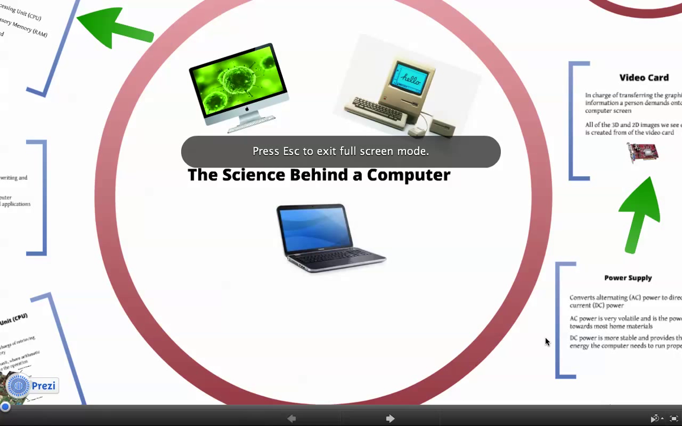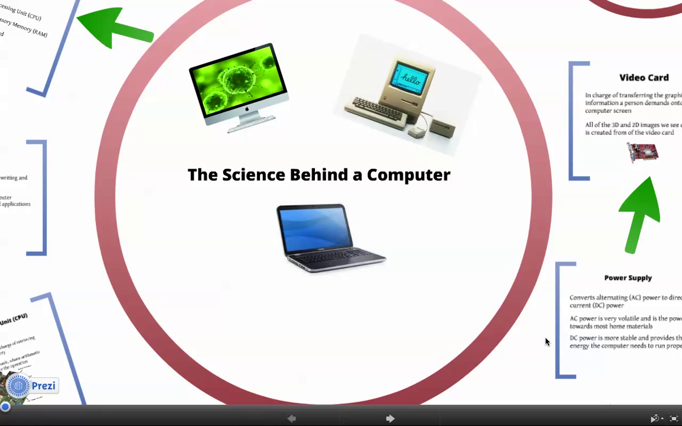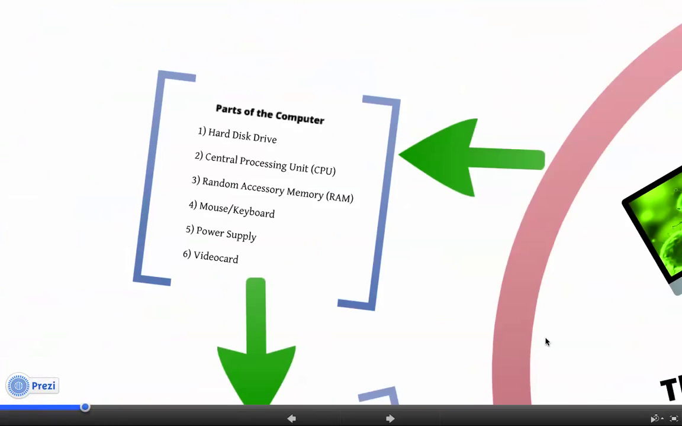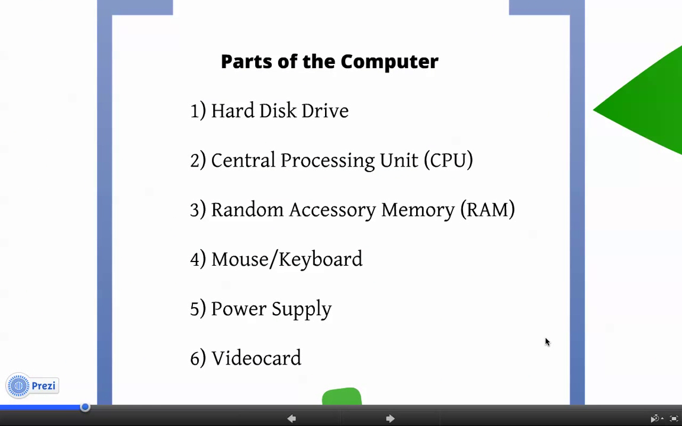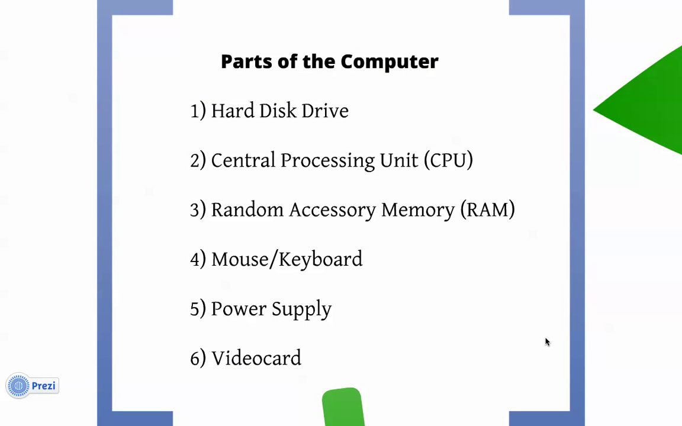In this presentation, I'll be taking you through the 6 most important parts of a computer and comparing their ways of operating to the human brain. These are the 6 parts we'll go over: the hard disk drive, central processing unit, CPU, random access memory, better known as RAM, the mouse and keyboard, power supply, and video card.